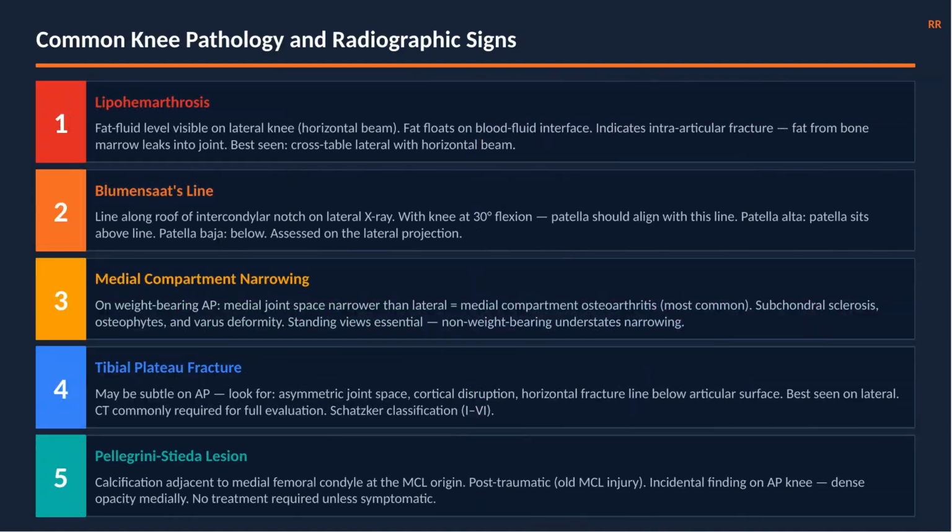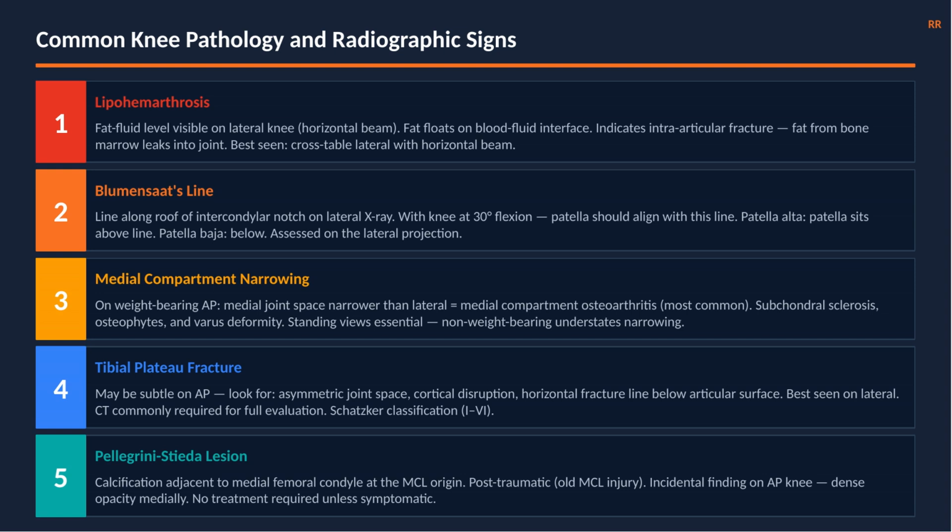Five pathology signs the registry tests, each one. Lipohemarthrosis. A fat fluid level visible on a horizontal beam lateral knee. Fat from bone marrow floats on top of blood in the joint space. This horizontal interface is only visible when the beam is horizontal, cross-table lateral. Any lipohemarthrosis indicates an intra-articular fracture that has open communication with bone marrow.